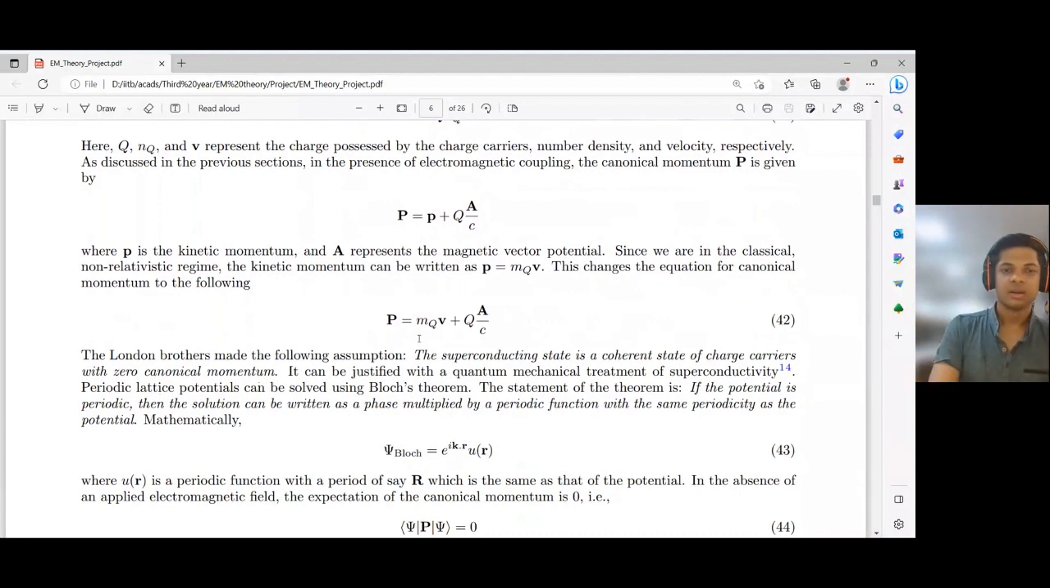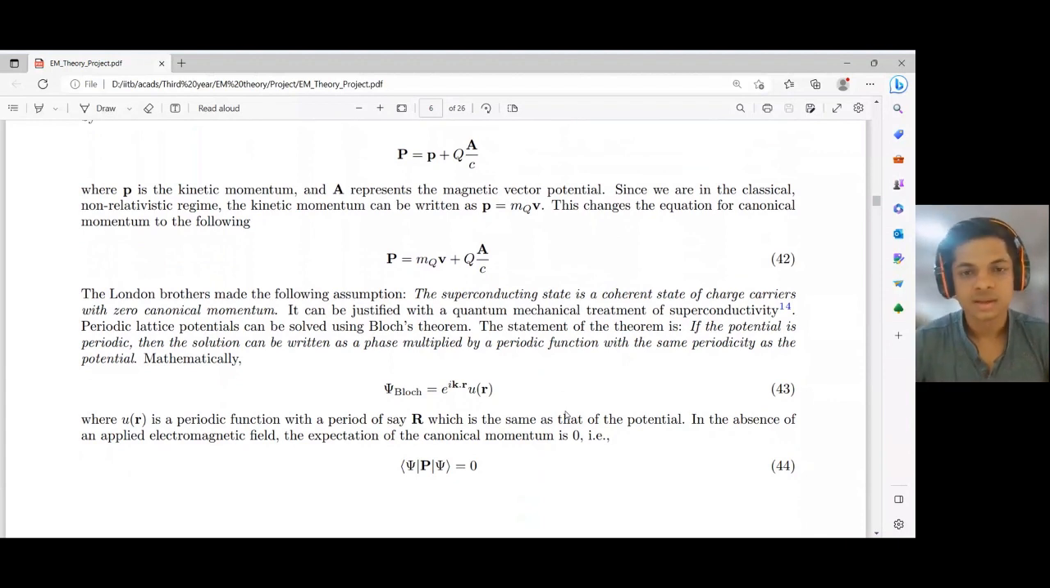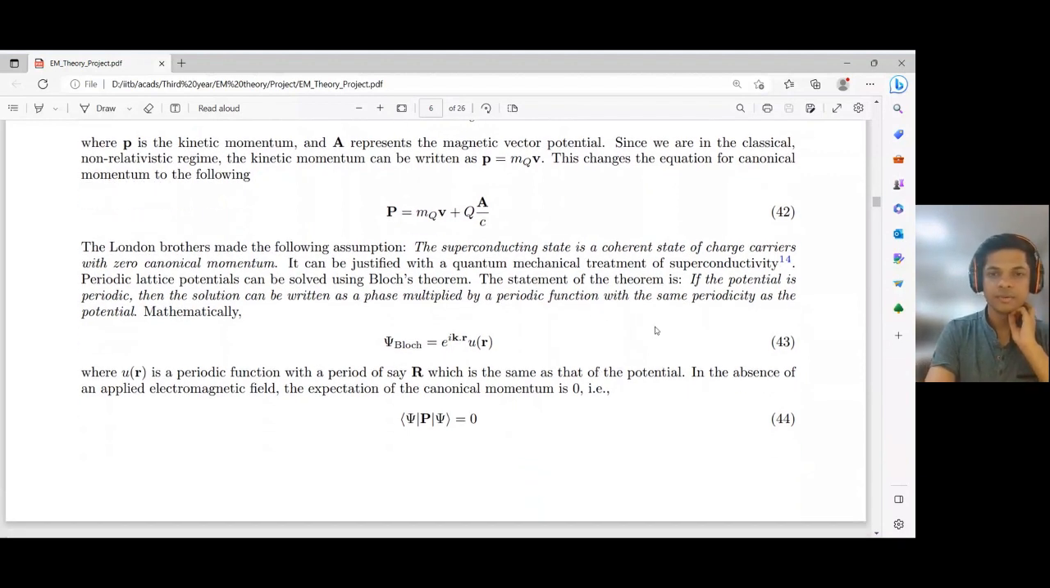Since we are in the non-relativistic regime, we can also write the kinetic momentum as m times v vector. So we finally get this equation 42: capital P vector is equal to mv plus qA/c. Now, I'll just briefly chalk out the quantum mechanical discussion. Of course, the more detailed version of this is given by BCS theory, the Bardeen-Cooper-Schrieffer theory, but a detailed discussion of it is beyond the scope of this project. So I'll just briefly talk about the proof.